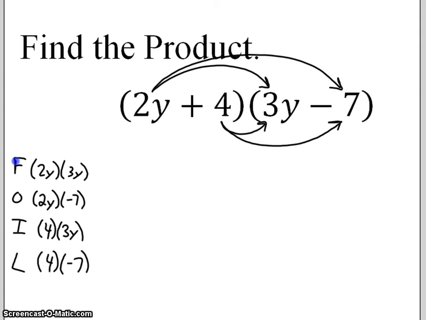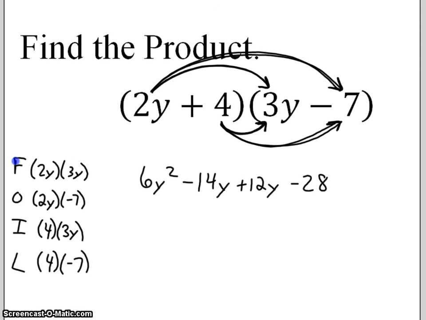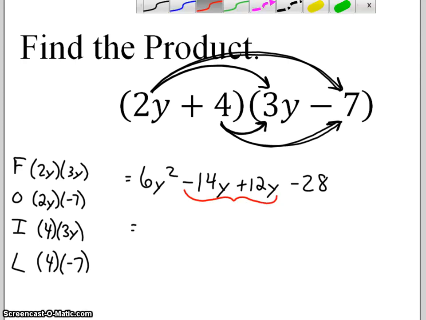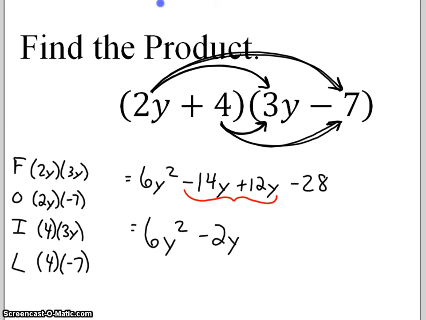Okay, so let's go ahead and just work this problem out. So 2y times 3y, 6y squared. 2y times negative 7, negative 14y. 4 times 3y plus 12y. 4 times negative 7, negative 28. And then with FOIL, you're always going to have the middle terms that need to be combined. So let's go ahead and combine the middle terms. 6y squared minus 2y, because we did negative 14y plus 12y, that's negative 2y, and then minus 28. And that's our simplified answer.